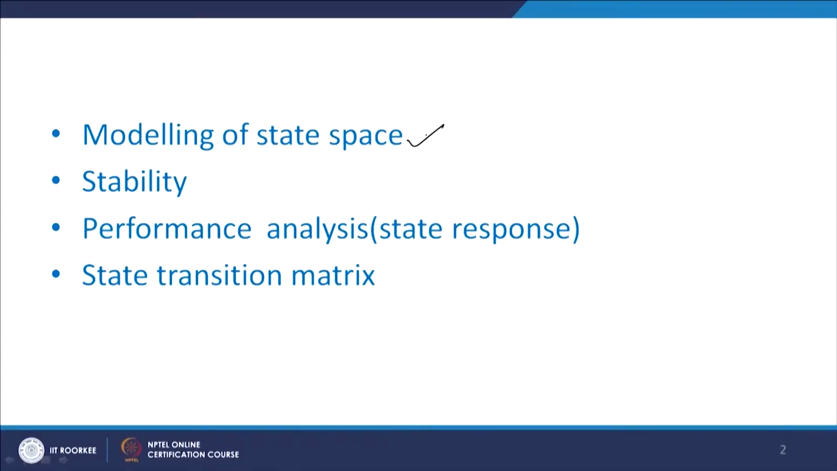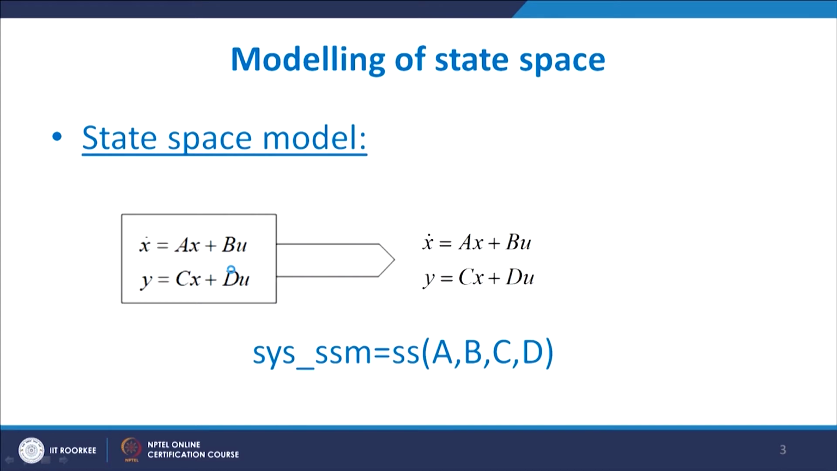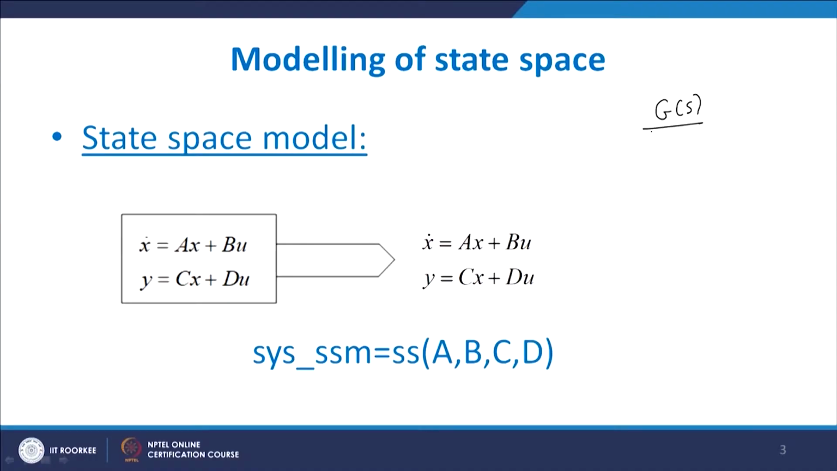Here we are going to study modeling of state space, second one is stability, then performance analysis and state transition matrix. Now, modeling of state space. In classical control we have seen a transfer function, that is G of s, which has been represented by numerator by denominator. But now here is the model which has been represented in terms of x dot equal to Ax plus Bu and y equal to Cx plus Du.